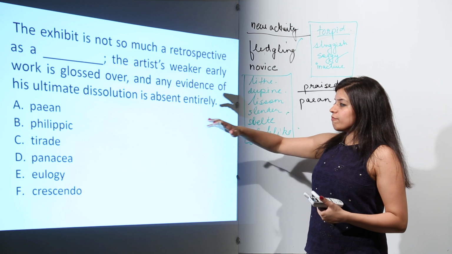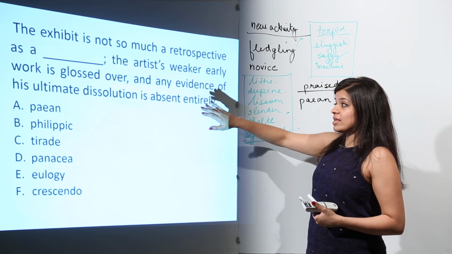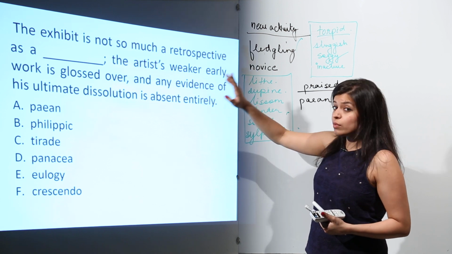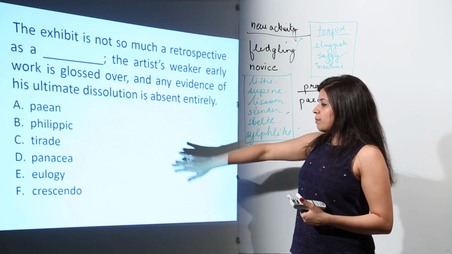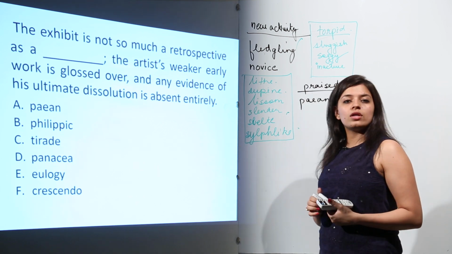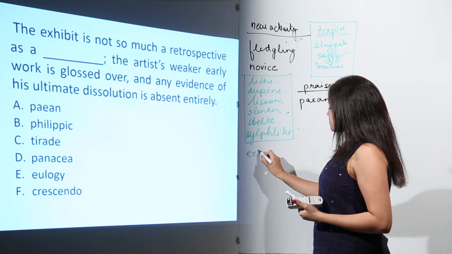Because philippic and tirade are synonyms and they both have a negative connotation, whereas our blank has a positive connotation, we cannot put in the words philippic or tirade. Panacea. Panacea means cure for all. You can also say panacea also means auxiliary.